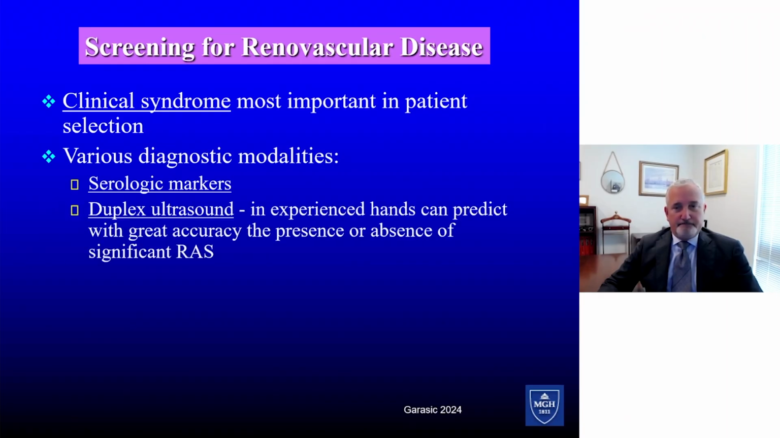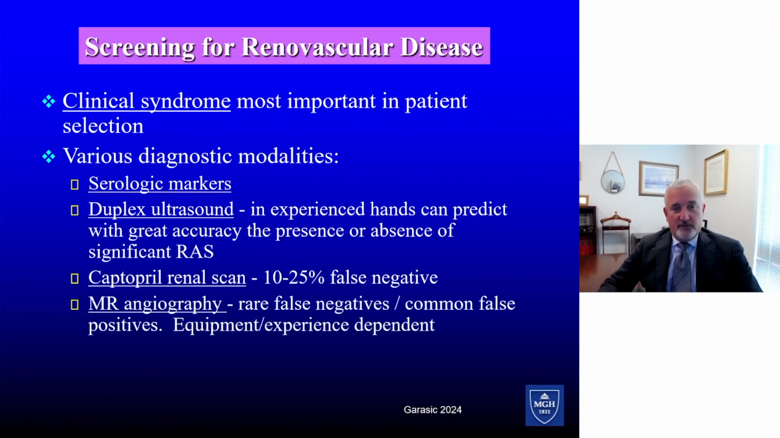Duplex ultrasound is an excellent modality, but it depends upon having an operator and a reader who are very skilled and experienced, and it's also partly dependent upon the body habitus of the patient. Captopril renal scanning is something we really don't see much anymore. It was plagued, unfortunately, by false negatives, particularly in people with bilateral renovascular disease, and is really rarely used nowadays, even to assess the physiologic significance of a noted renal artery stenosis.